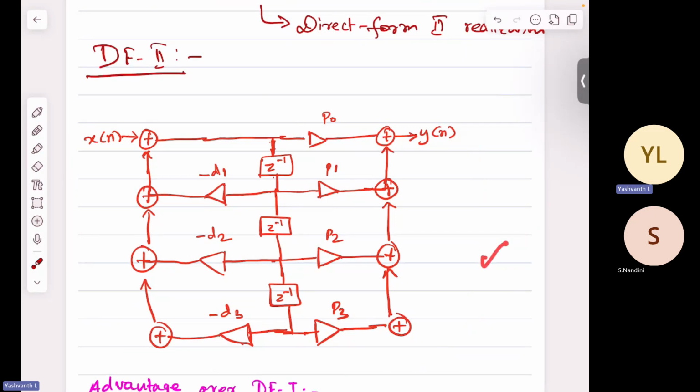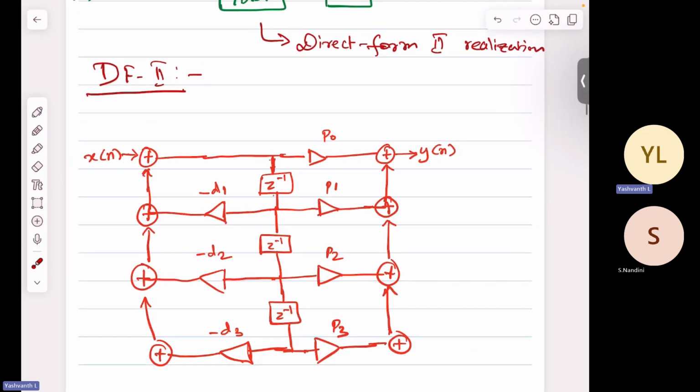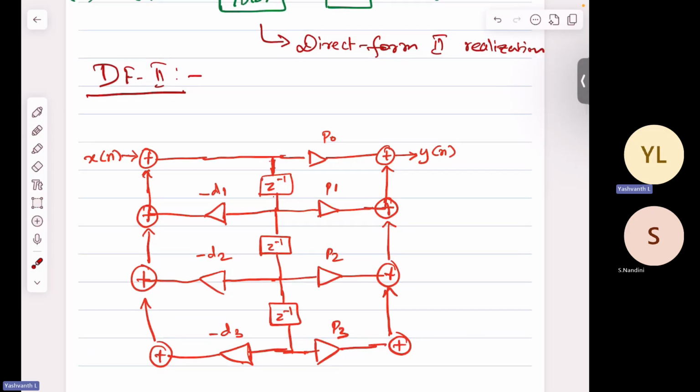We will, using an example, see how to realize all these filters. In fact, given a direct form 1, how to find the direct form 2 structure. You can directly find it, we will see those kinds of tricks in today's examples. Similarly, if you are given direct form 2, how to obtain the direct form 1 realization. Okay, that is about direct form.